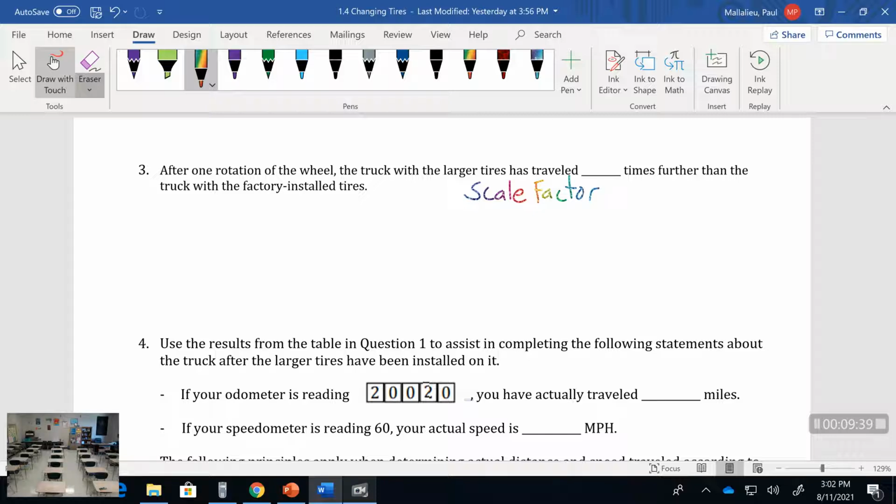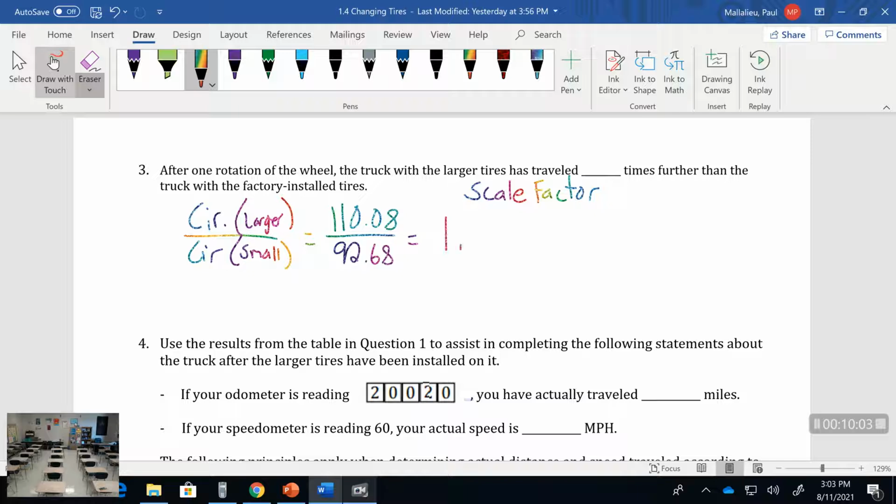That's going to be beneficial here. So we're going to take the scale factor, or basically the circumference of the larger tire over the circumference of the factory installed, or the smaller tire. So from there you get 110.08 and divide that by 92.08. When we divide that, it gives us 1.19. So the truck with the larger tire travels 1.19 times further than the one with the smaller one.